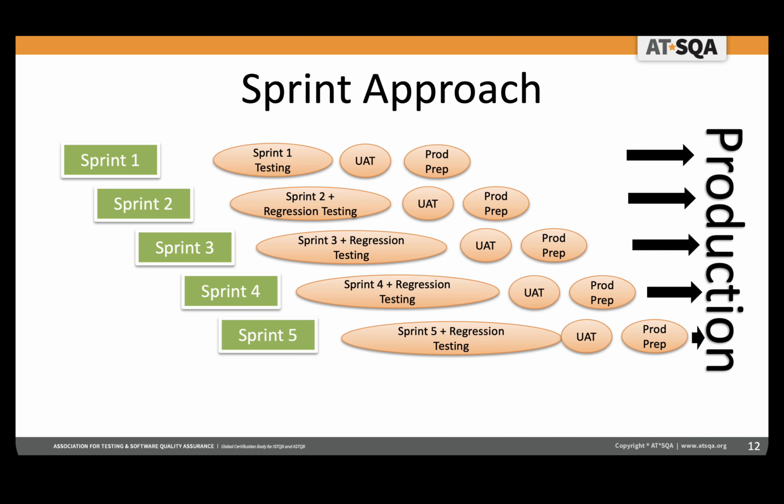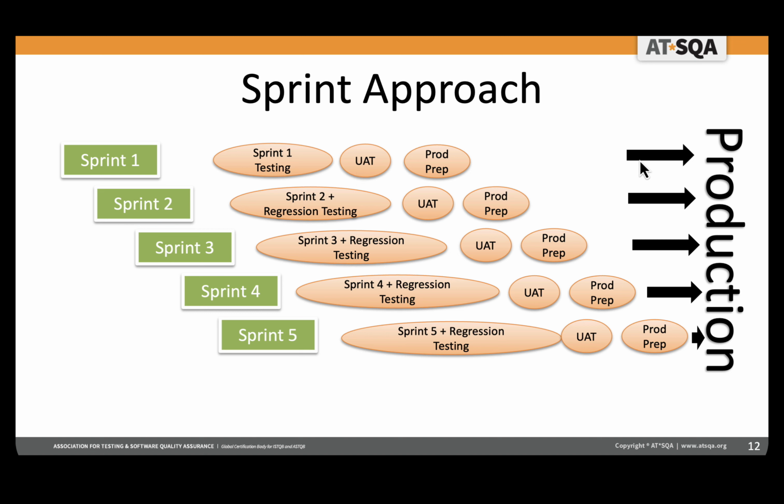So one of the things that we can do to help with slipping is using the release approach. So traditionally, we have the sprint approach. And that's where we have sprint 1 here. We're doing sprint 1. We get our testing. Okay, we test everything that's new in sprint 1. We do a little UAT with the users. We prep for production. Out it goes.